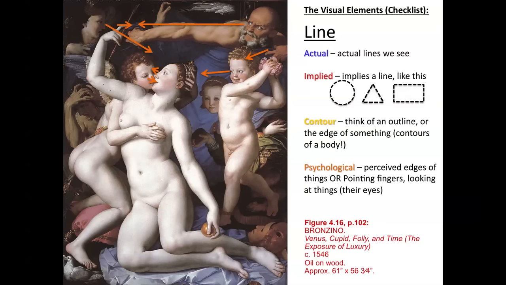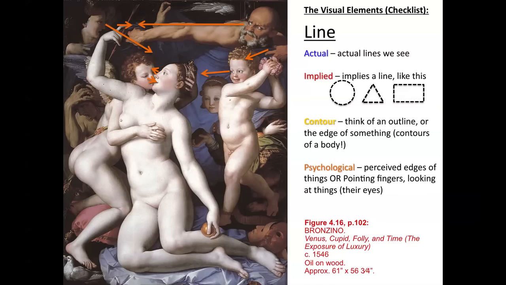Then we see psychological lines. Again, the definition: perceived edges of things, or what I like to say, pointing fingers, looking at things, where we look at their eyes. What are they looking at? So we see like this infant right here. Where is that infant looking? Where is this old man looking? This figure's looking down. We see all these connections. The eye connection between people. Again, if someone's pointing at the ceiling, you're going to be inclined to look at that ceiling. So we're really wanting to look at this.